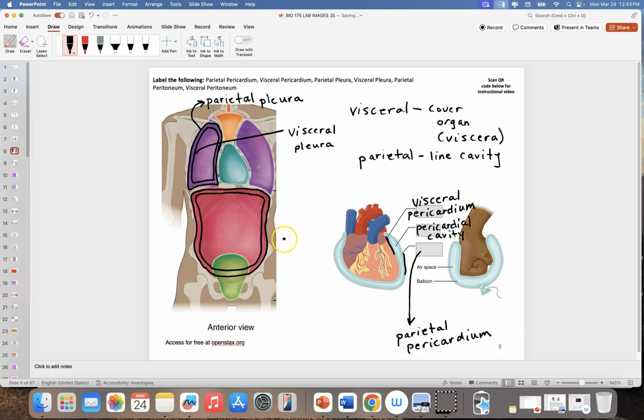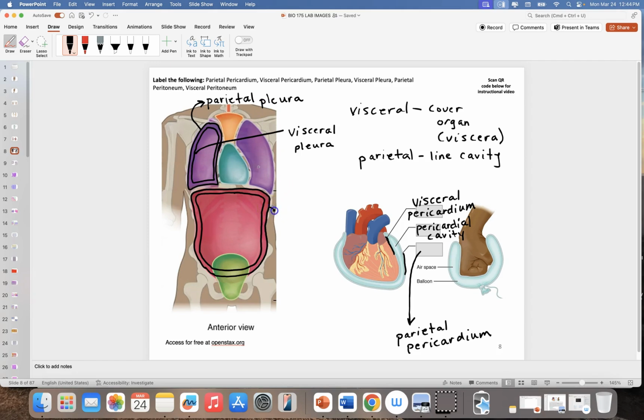Now we have one more cavity that we didn't mention on the prior slide. So I've drawn in the serous membranes for it, and we can talk about it now. And that's the peritoneal cavity. The peritoneal cavity extends from the abdominal cavity to the superior portion of the pelvic cavity. And you can see that when we look at the serous membranes that I've drawn in to represent the peritoneum, the serous membranes that are associated with the peritoneal cavity.